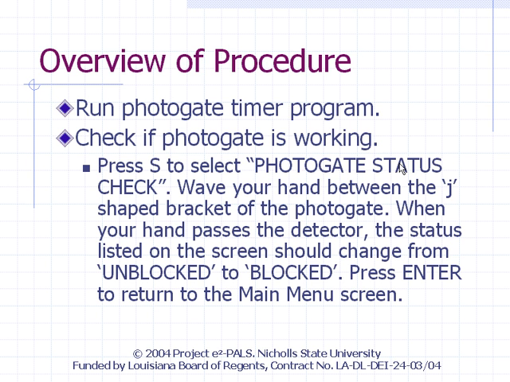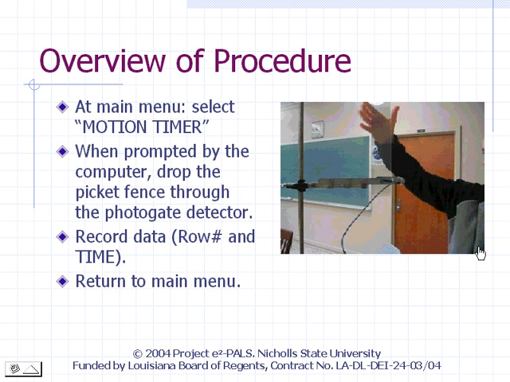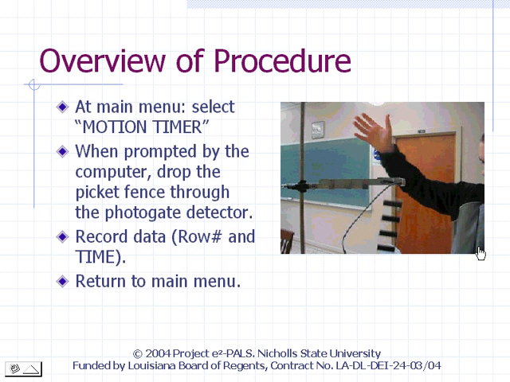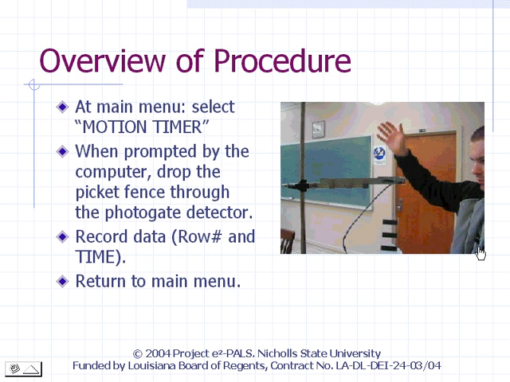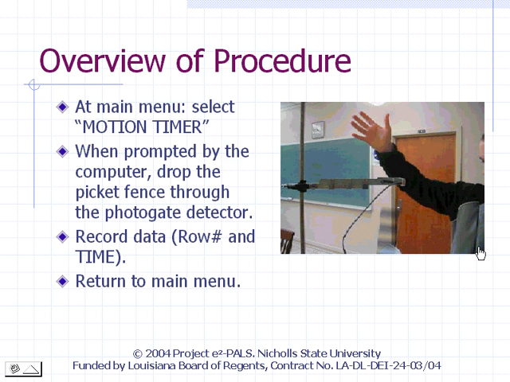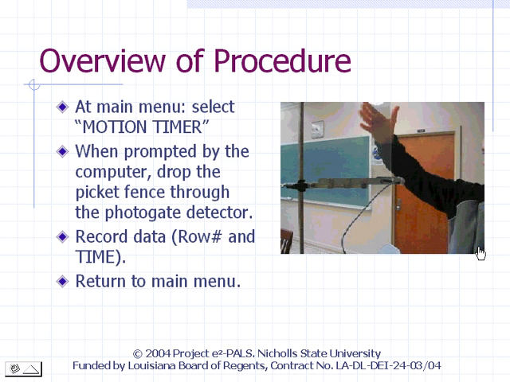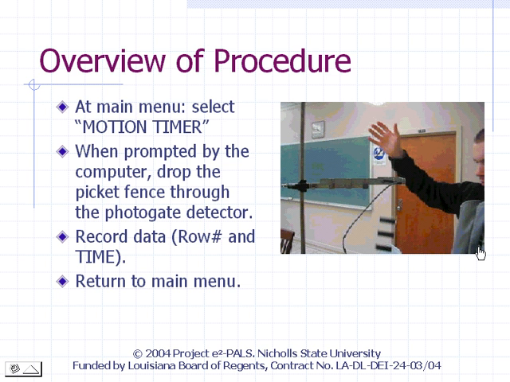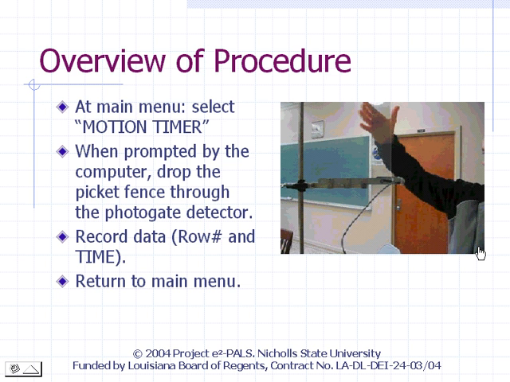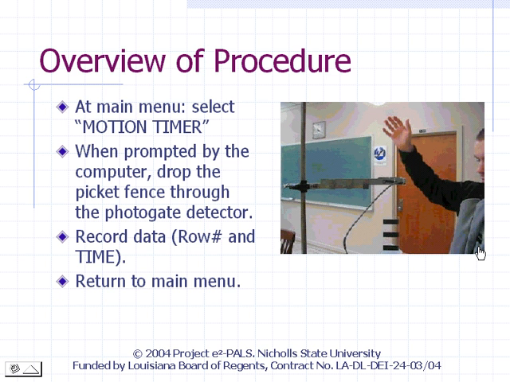If your photogate is not working, ask your instructor for assistance. Otherwise, press Enter to return to the main menu screen. This experiment does not take very long to do. Once your photogate detector is set up and connected to your computer, and you have verified that it is communicating with the photogate timing program, simply select Motion Timer from the main menu. The program will then prompt you to drop the picket fence and display the results.